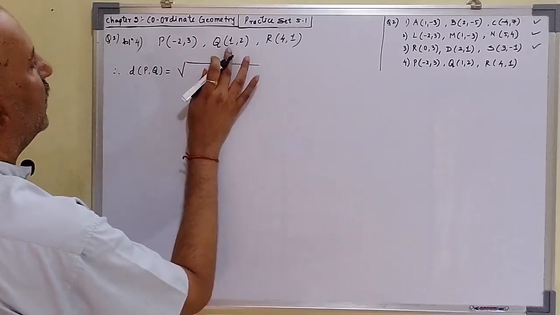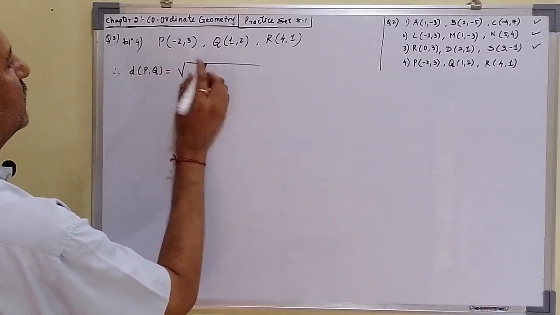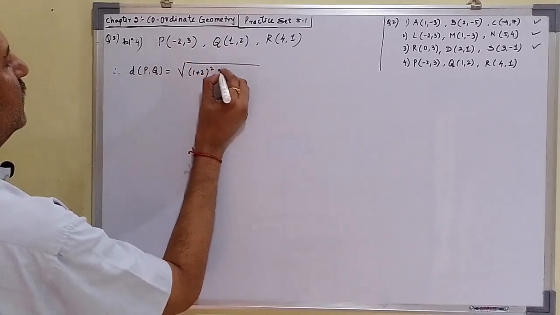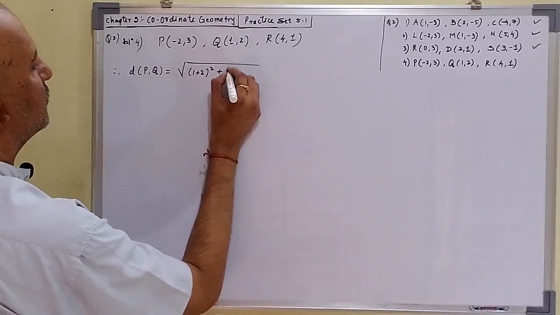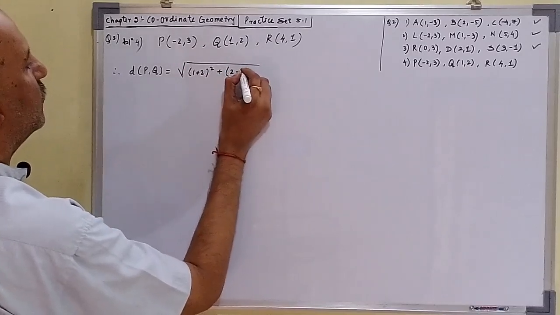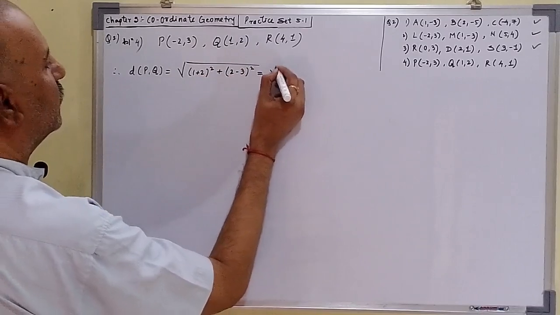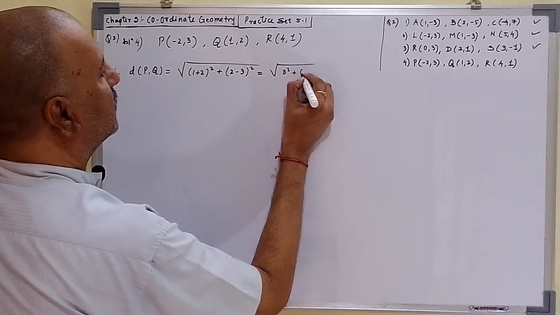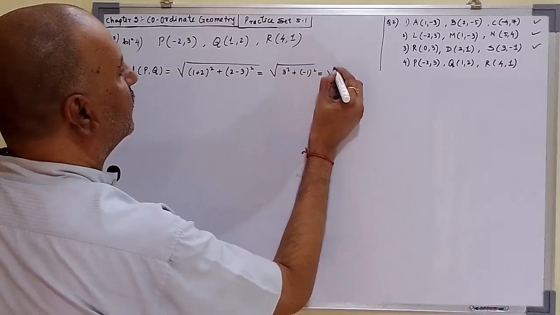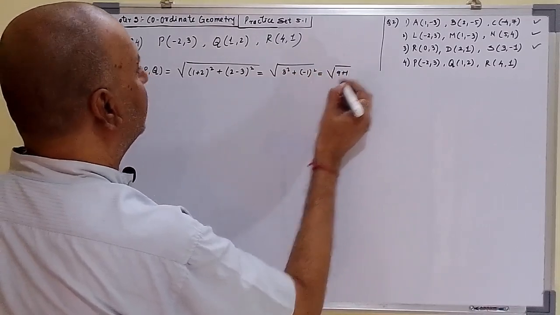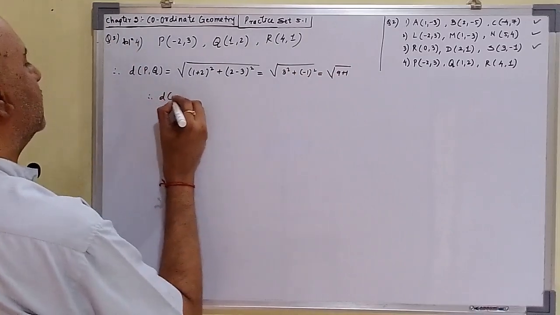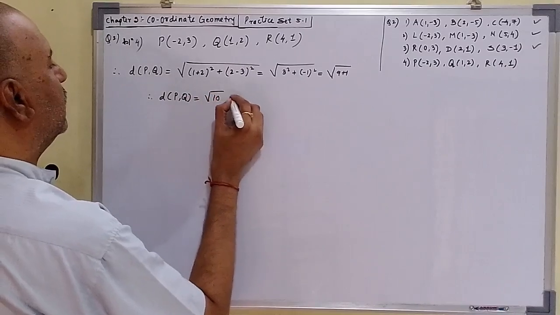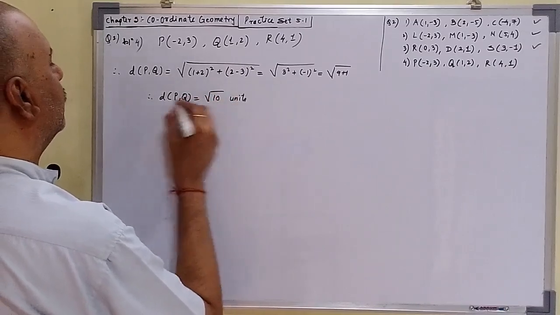Square root of (x2 minus x1) squared, ये x1 ये x2 है. So 1 minus (-2), minus of minus is plus. So (1 plus 2) square plus (y2 minus y1) (2 minus 3) square. तो ये कितना होता है? 3 square plus (-1) square, that is 9 plus 1. Therefore distance PQ is root 10 units.